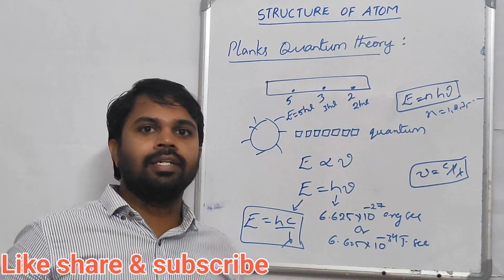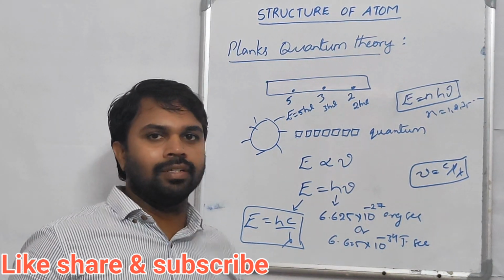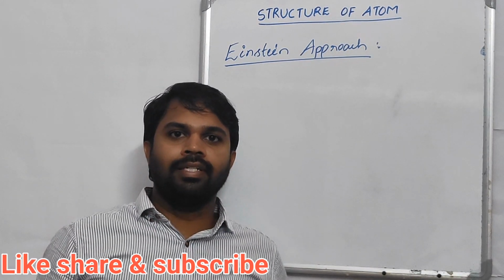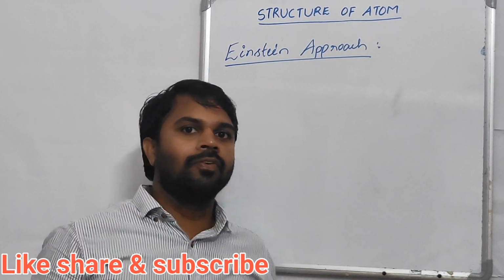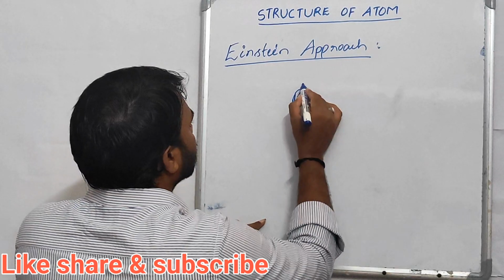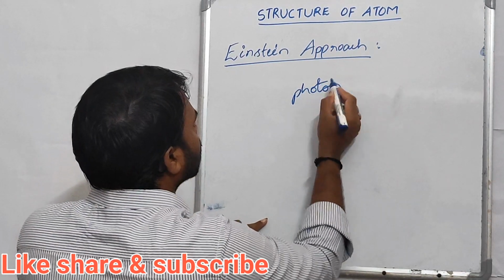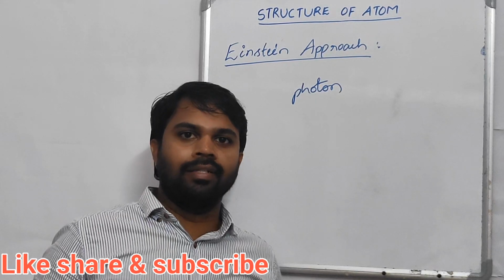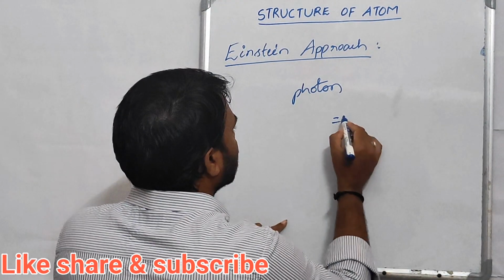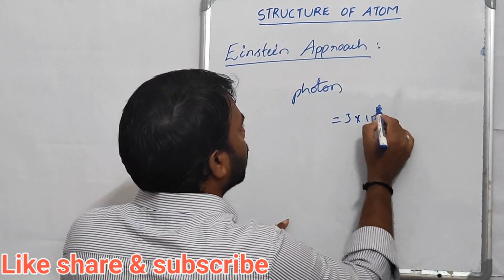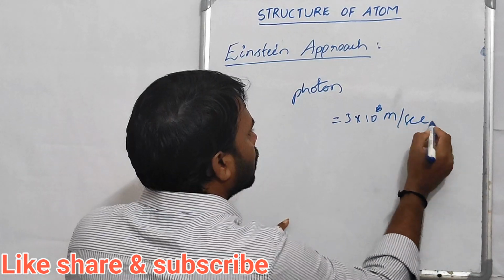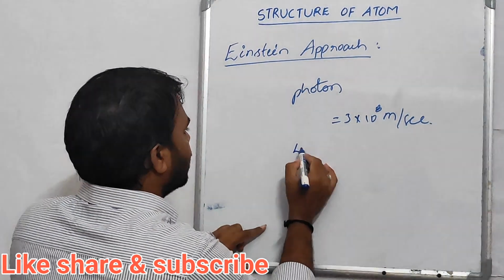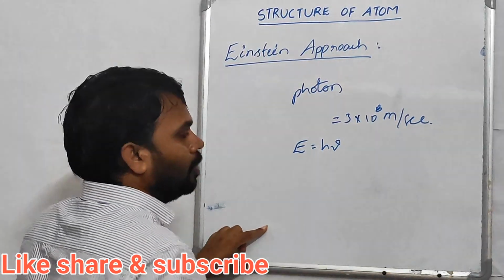Now come to Einstein's approach towards Planck's quantum theory. In the case of light radiation, a body can emit or absorb energy in the form of small packets called photons. The speed of a photon is equal to the speed of light, that is, 3 into 10 to the power of 8 meter per second. The energy of a photon is E equals h nu.